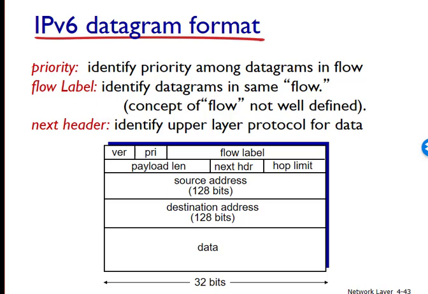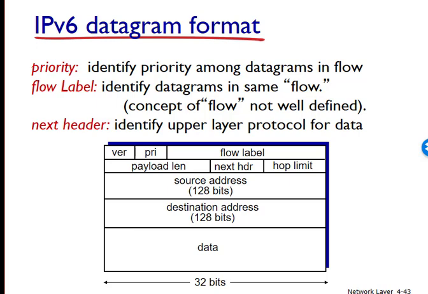Next header. This field identifies the protocol to which the contents, that is the data field, of this datagram will be delivered, for example to TCP or UDP. The field uses the same values as the protocol field in the IPv4 header. Hop limit. The contents of this field are decremented by 1 by each router that forwards the datagram. If the hop limit count reaches 0, the datagram is discarded.